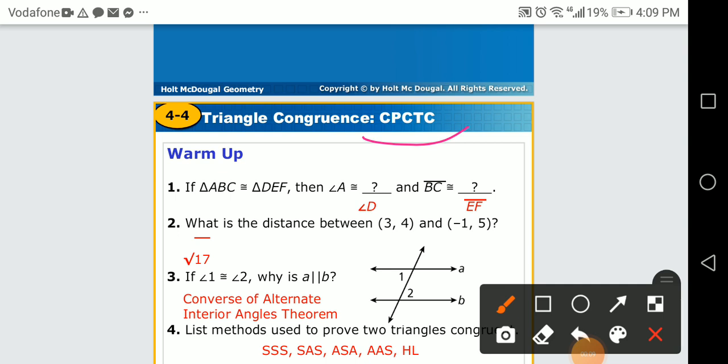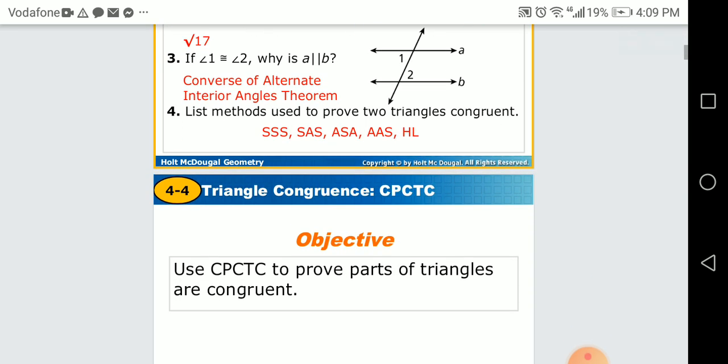Our quarter now. We have here today a lesson called CPCTC, triangle congruence. Before we go to the first lesson, I'd like to ask some questions. Do you remember if I say triangle ABC is congruent to triangle DEF, therefore angle A is congruent to angle D, the first angle with the first angle, and segment BC is congruent to segment EF?